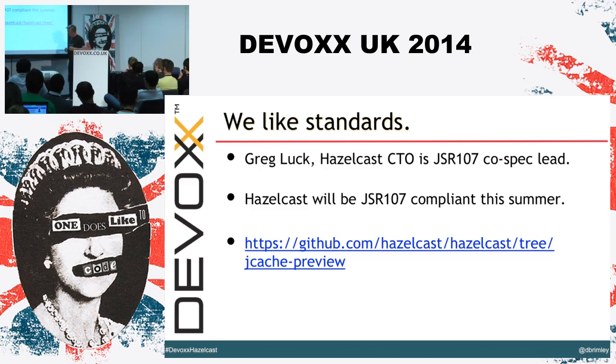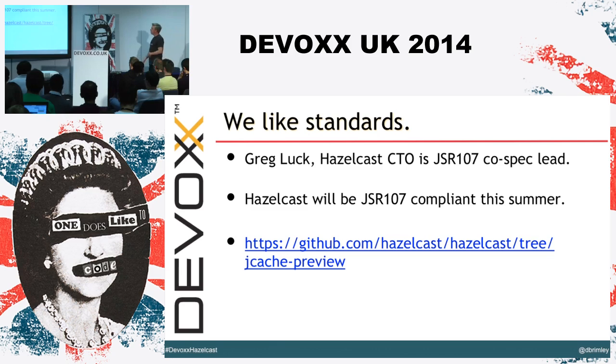Standards. There's a standard you might have heard of. It's called JSR 107, JCache. And I think it's got the dubious honour of being the longest ever running JSR. I'm not quite sure how long it runs for. I think it was about 8 or 9 years. And it went up and it became dormant and it started off again.